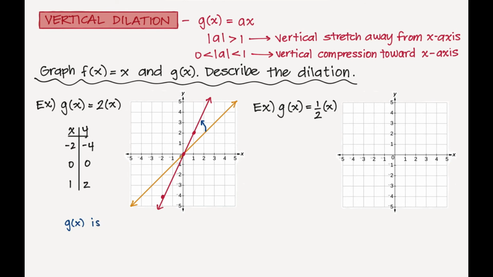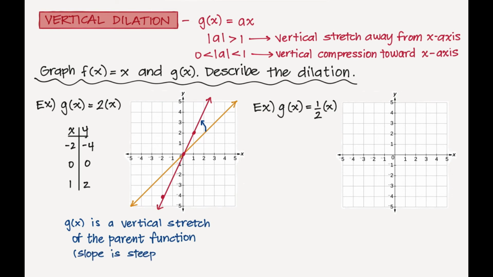So what we're going to write down is that g of x is a vertical stretch of the parent function, which means that it is moving away from the x-axis, okay? And as I said before, the slope here is getting much steeper when compared to the parent function.